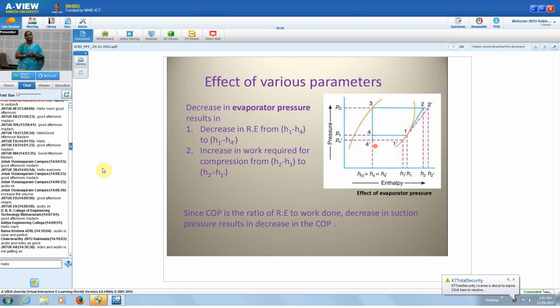In the previous cycle, the work input is H2 minus H1. Whereas in this, with the decrease in the evaporator pressure, the work input is increased, that is H2 dash minus H1. So with this, the net effect is that COP decreases because the numerator decreases and the denominator increases. So when the evaporator pressure is decreased, then always COP decreases.